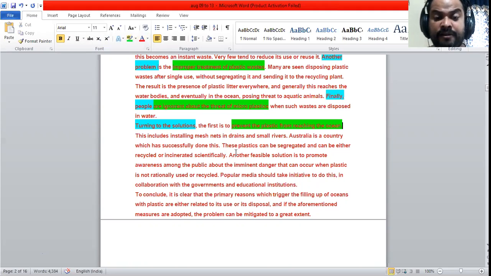Number two, another feasible solution is to promote awareness among the public about the imminent danger that occurs when plastic is not rationally used or recycled. If it is used irrationally, unwisely, and if it is not recycled properly, there are potential threats. We need to make people aware of these things. How? Popular media should take initiative. So it is awareness among the public about the imminent danger.